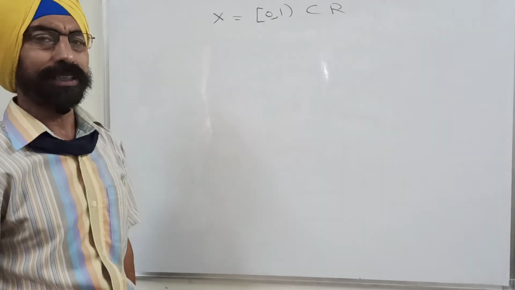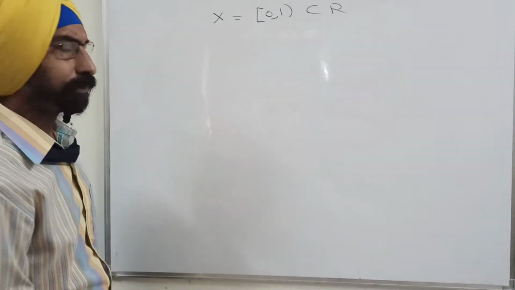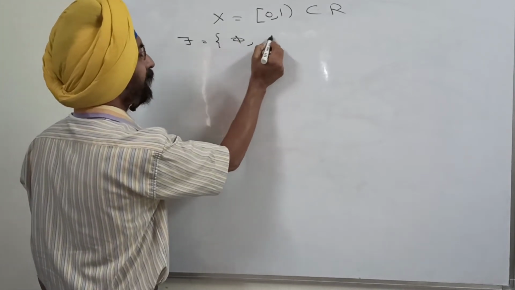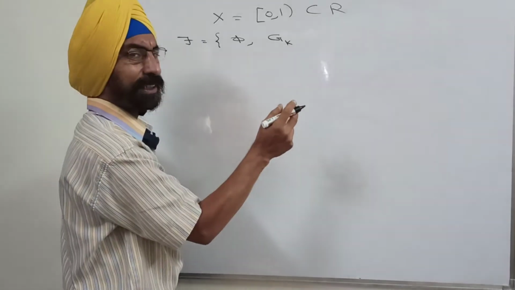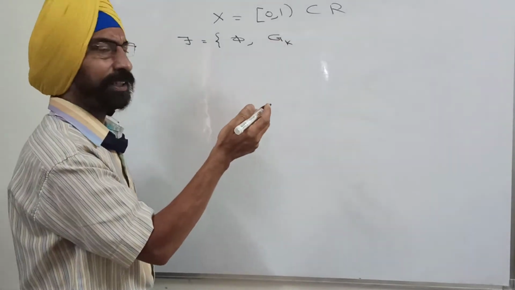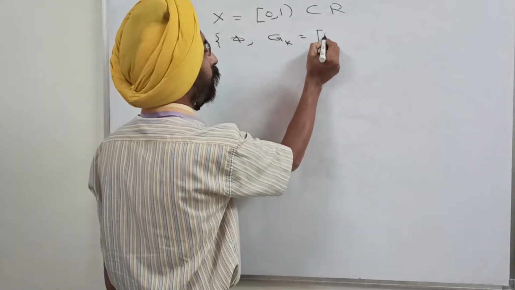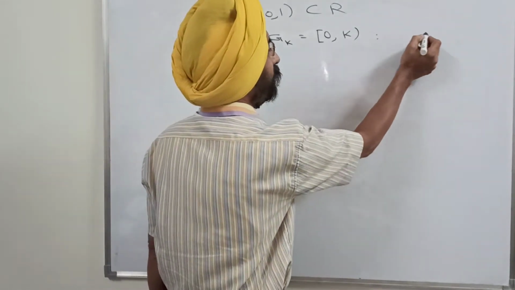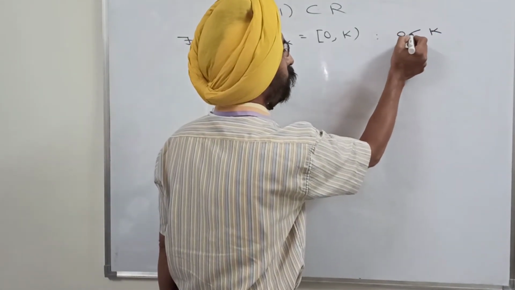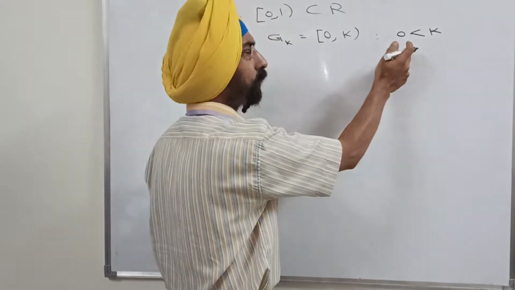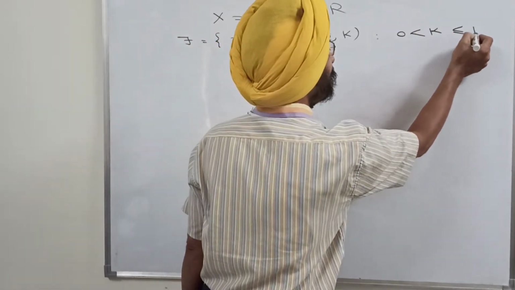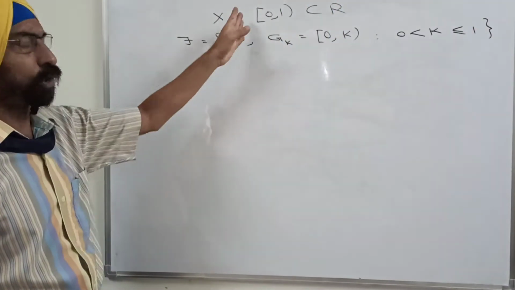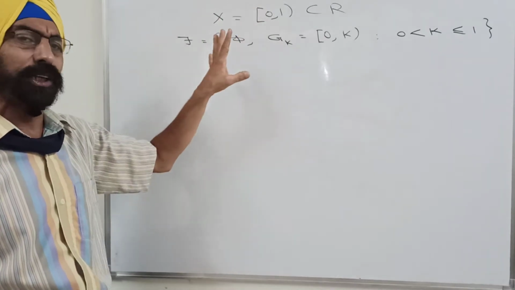This is your set, and now we will have to consider some topology also. I am taking this topology tau equal to phi and all the sets G_k of the type, intervals closed on the left side with 0 and open on the right side with k, that is [0,k), where k is greater than 0 and less than or equal to 1. Now you can easily check that this tau is a topology on this set X. This is very much clear, you can check it.